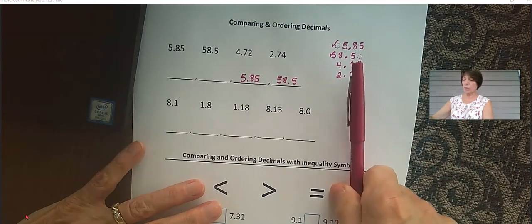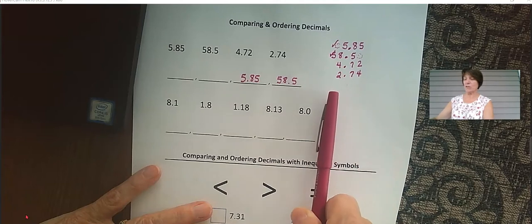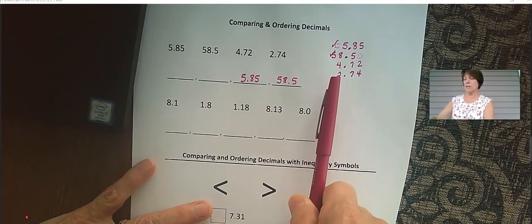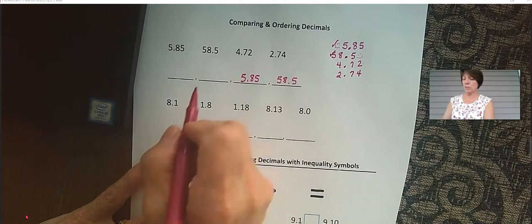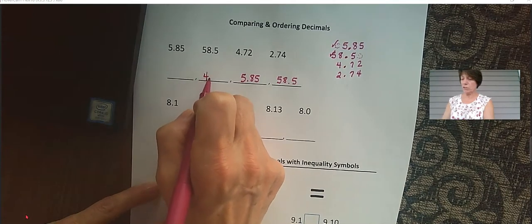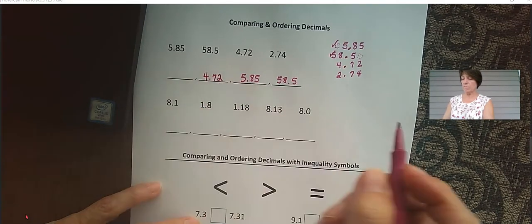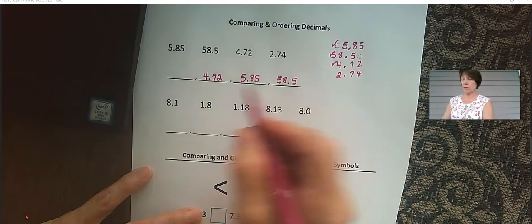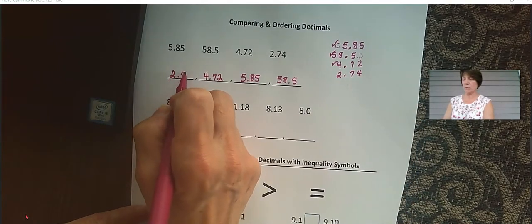Then I'm going to compare the 4 and the 2. Again, think money, $4.72 is larger than $2.74. So 4 and 72/100 would be my next largest value here. And then finally my 2 and 74/100 would be my smallest value here.